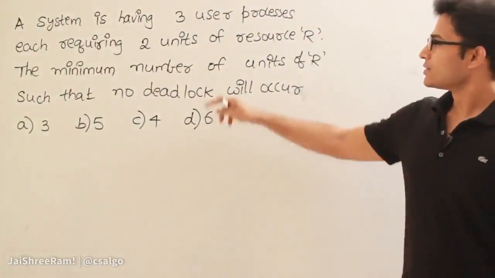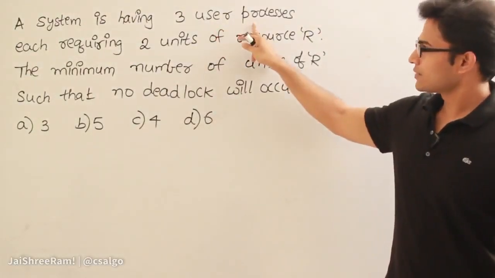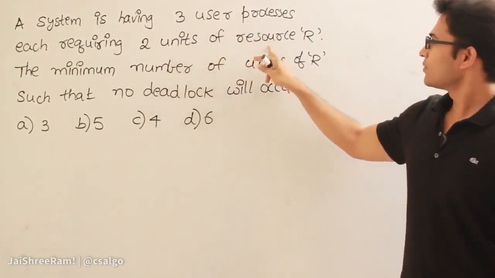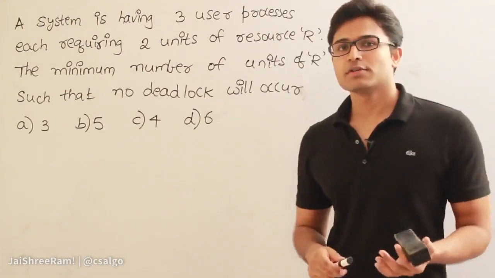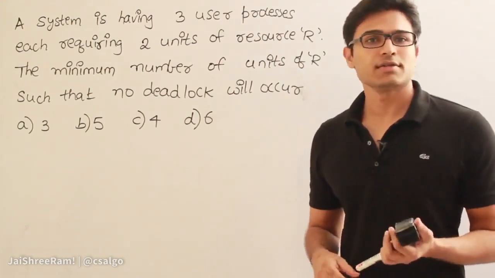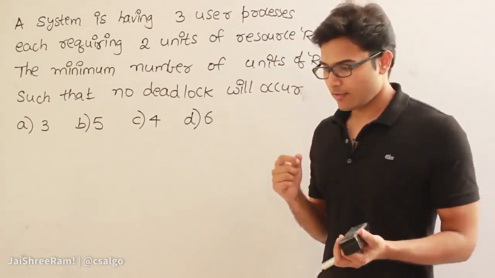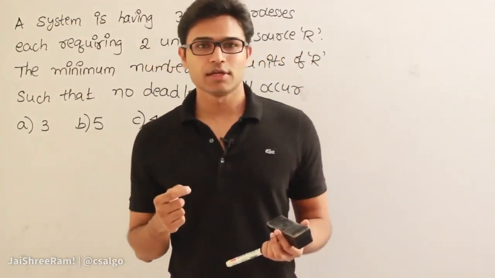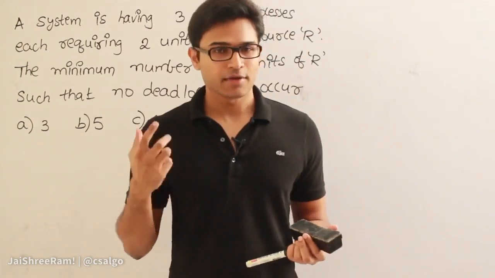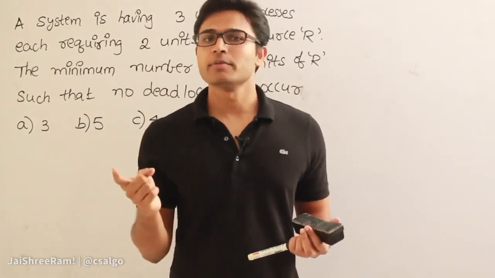Now watch this. A system is having 3 user processes, each requiring 2 units of resources capital R. Which means, resources are generally of two types. One is single instance and the other is multi-instance type. For example, single instance means CPU. A CPU will be available only as one unit, right? And at any time, only one process will be able to use the CPU.